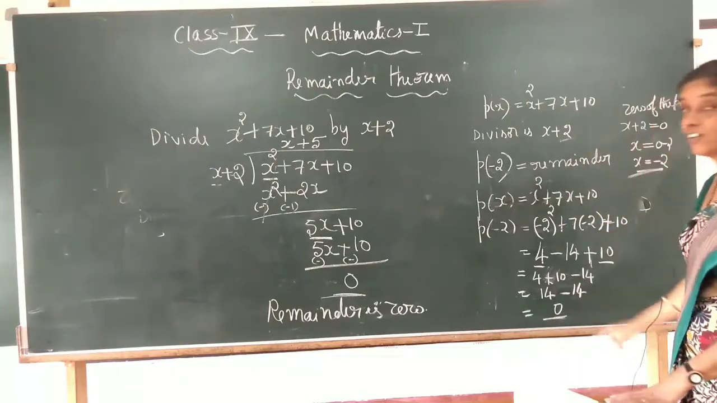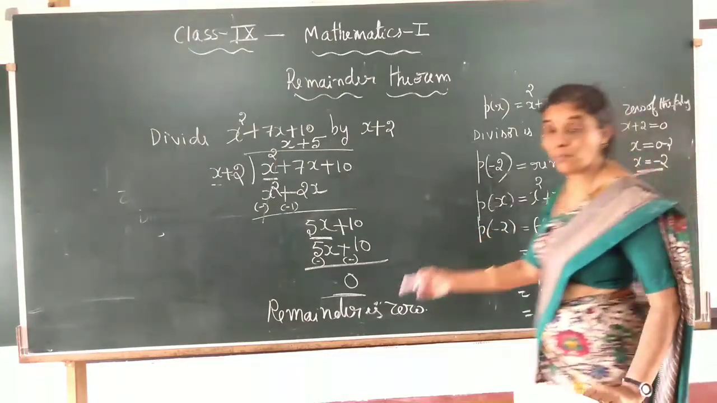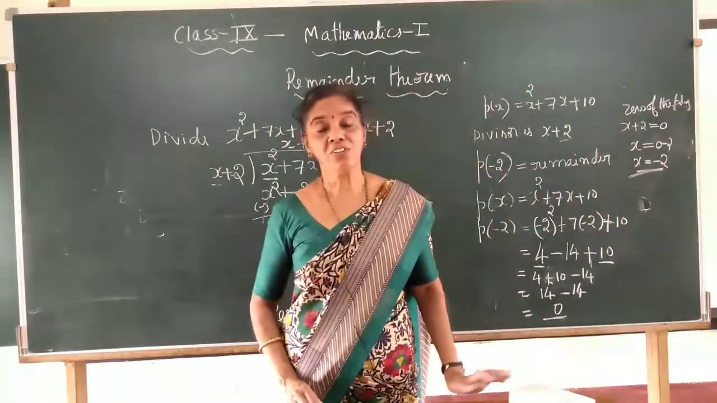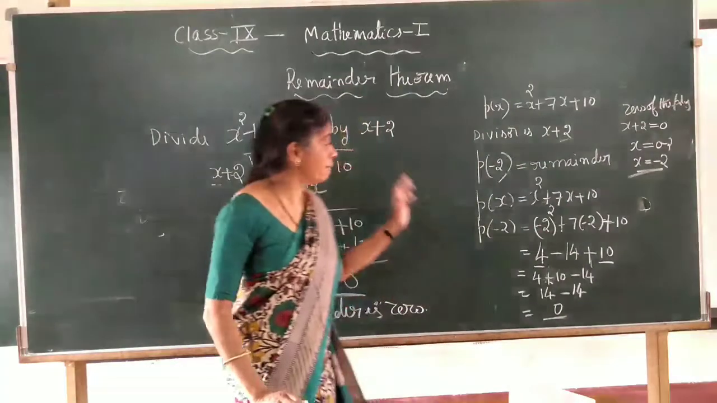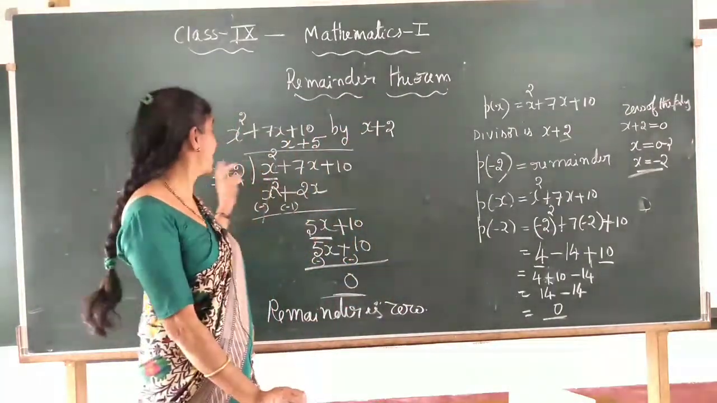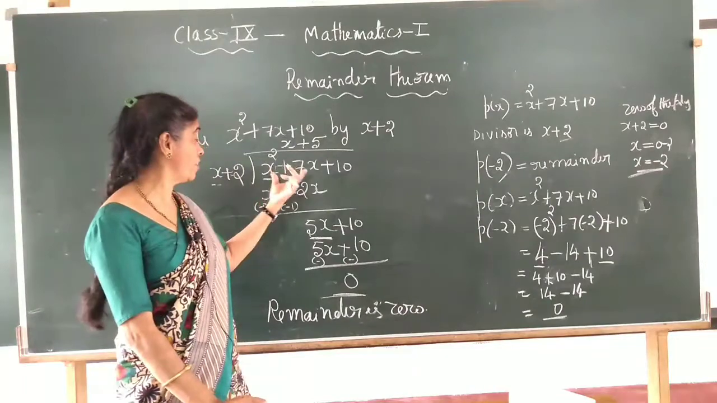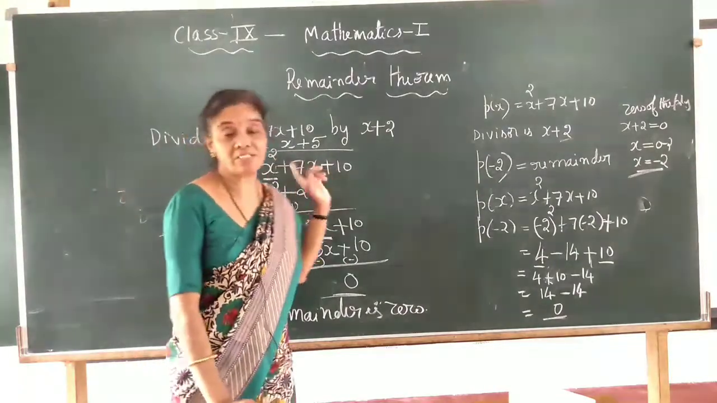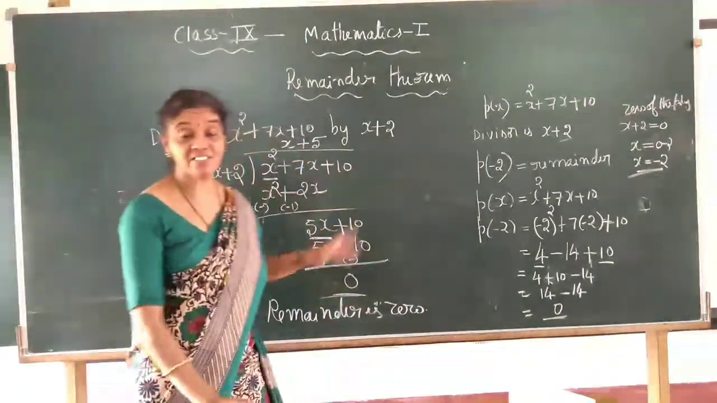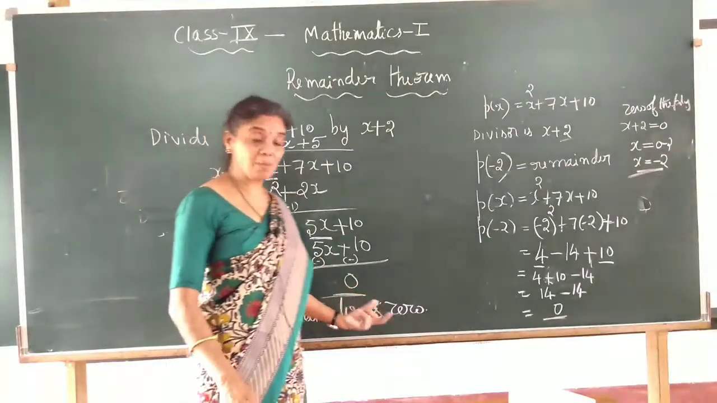So what is the remainder I got here? 0. How much remainder? 0. So in this case, it will completely divide. The x plus 2 will divide the polynomial x square plus 7x plus 10 completely. That is the reason 0 is the remainder.